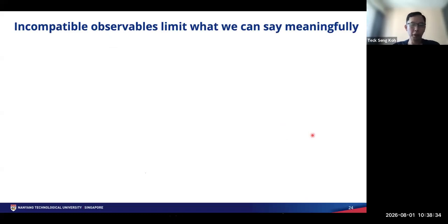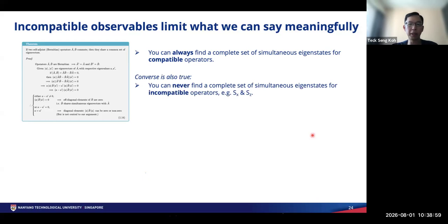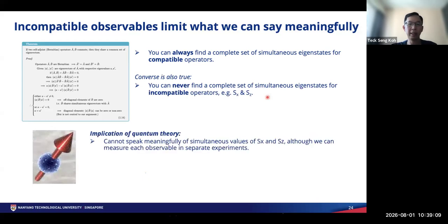So why do we go through all these technicalities, right? We went through all these technicalities to come to a conclusion that incompatible observables limit what we can say meaningfully. We had a spectral theorem that you can always find a complete set of simultaneous eigenstates for compatible or commuting operators. And the converse is also true. You can never find simultaneous eigenstates for incompatible observables, in which case I try to impress upon you that Sx and Sz are such a pair. It means that you cannot speak meaningfully of simultaneous eigenvalues of Sx and Sz, even though we can measure each observable in separate experiments. Okay.